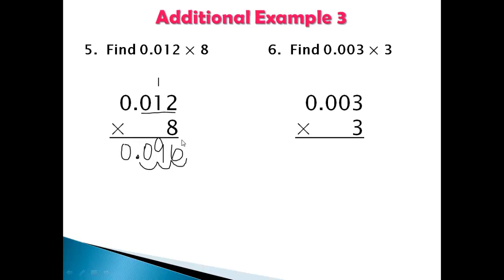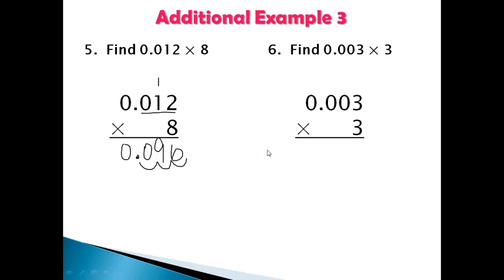When you're multiplying this problem out, you can also do it this way. 8 times 2 is 16. Carry your 1. And then 8 times 1 was 8, plus 1 is 9. And then 8 times 0 would be 0. And again, you can do 8 times 0 and write the 0 here as well.